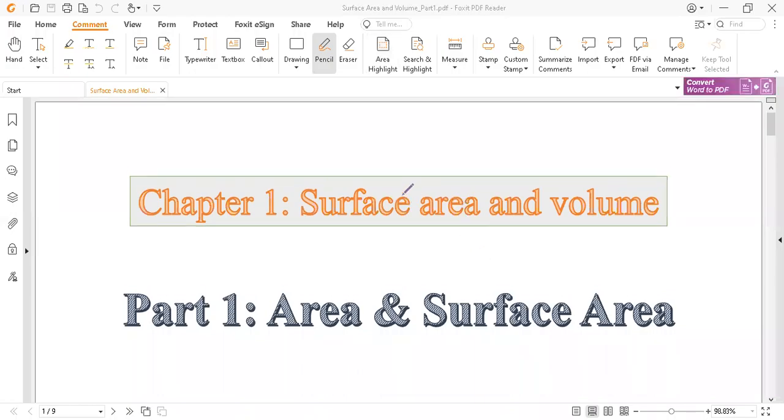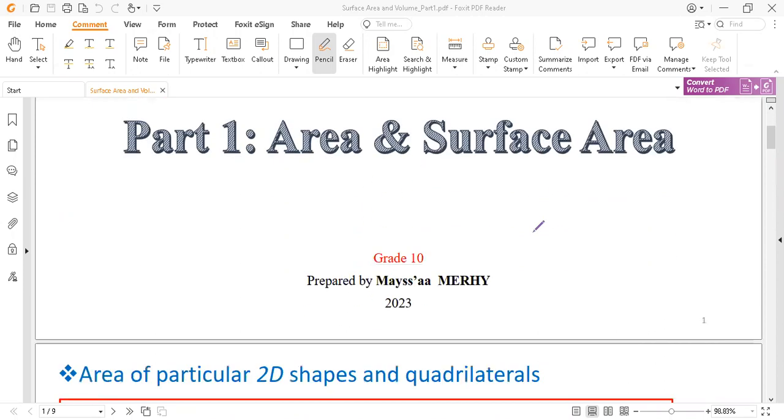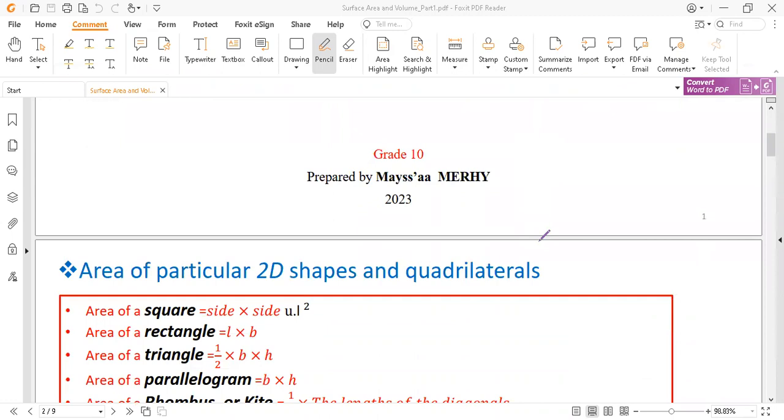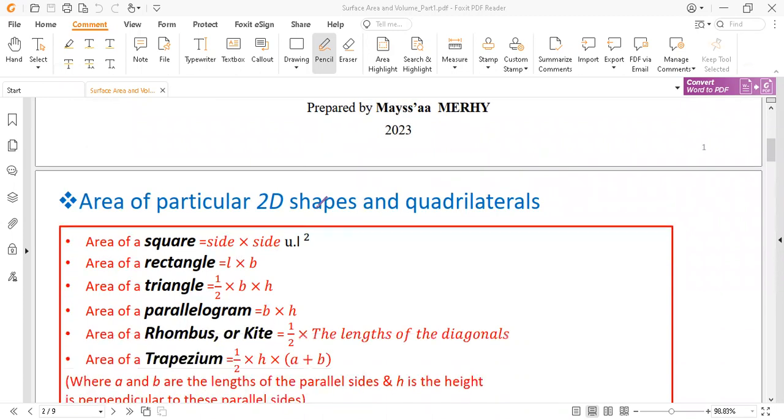Hi again. Today we will revise part one concerning area and surface area from chapter one of this book. Okay? So first of all, we should give a short review about the area of particular two-dimensional shapes and quadrilaterals.